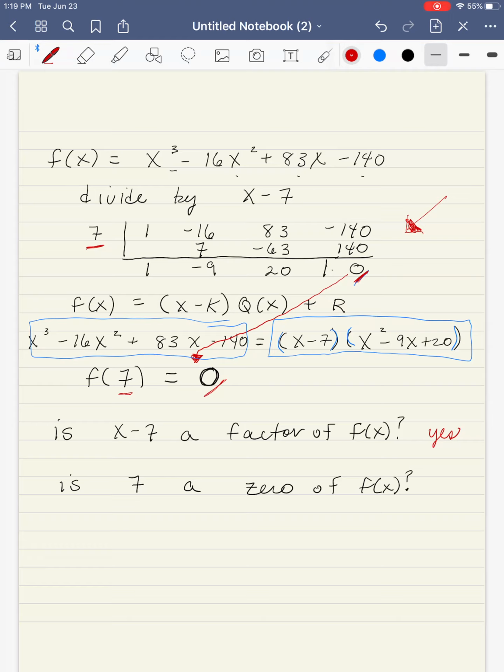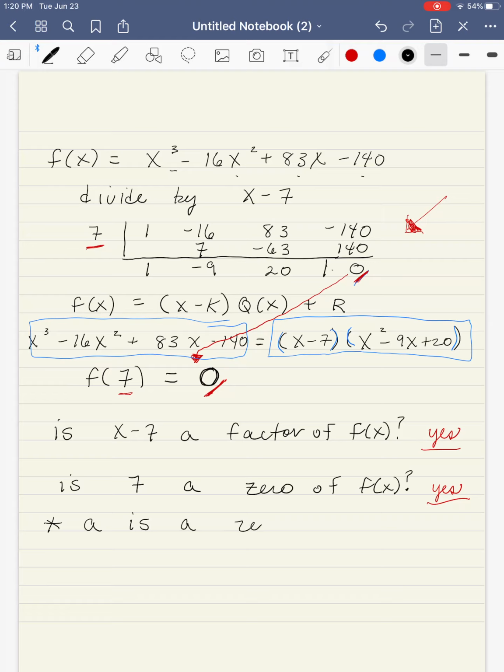And then, is 7 a 0 of f of x? Well, my remainder is my function value. f of 7 equals 0, so 7 is a 0. Because remember, a 0 literally means the number that I plug into the function to give me 0. And notice again, yes, yes. If x minus 7 is a factor, then positive 7 is a 0. If x minus 7 is not a factor, then 7 is not a 0.